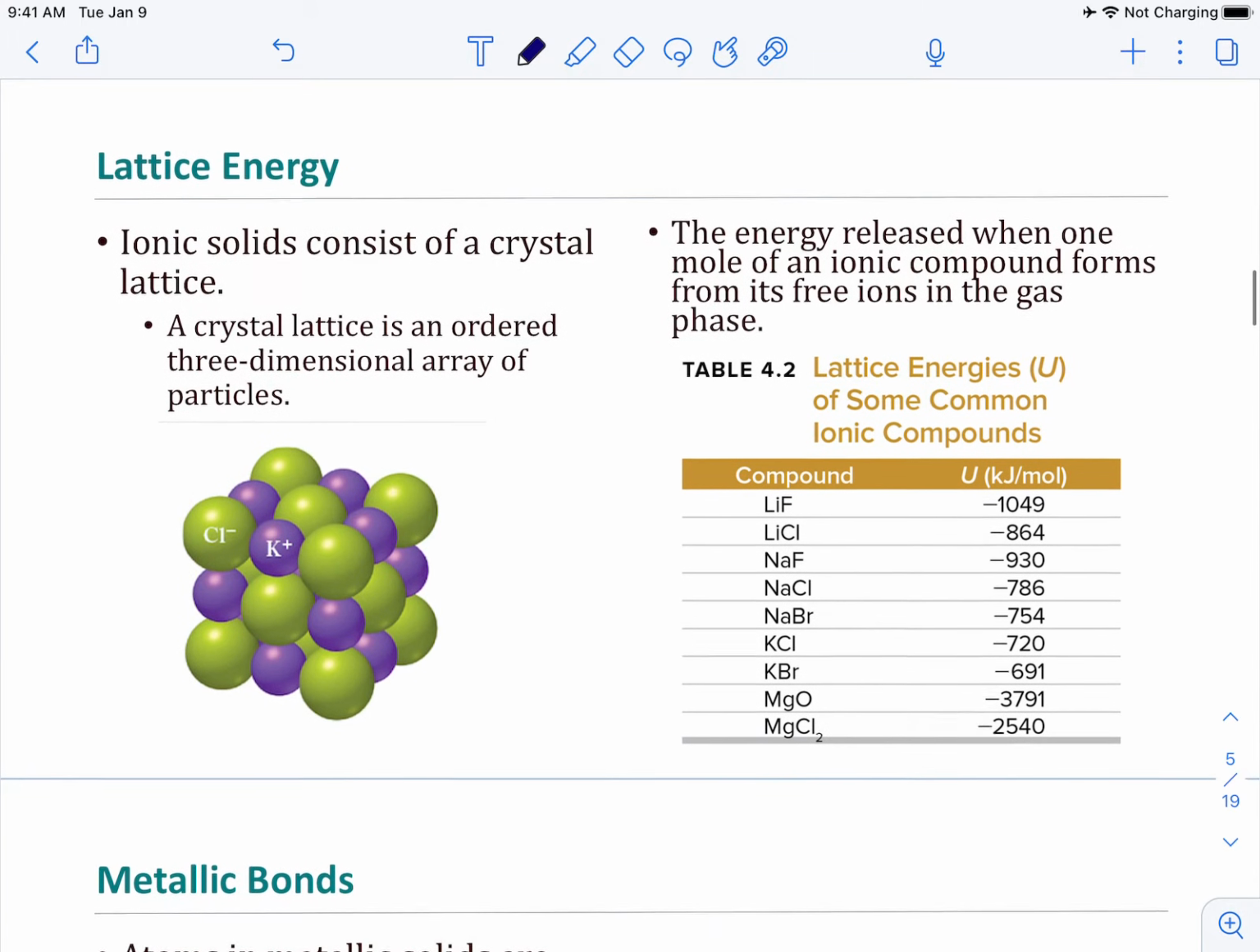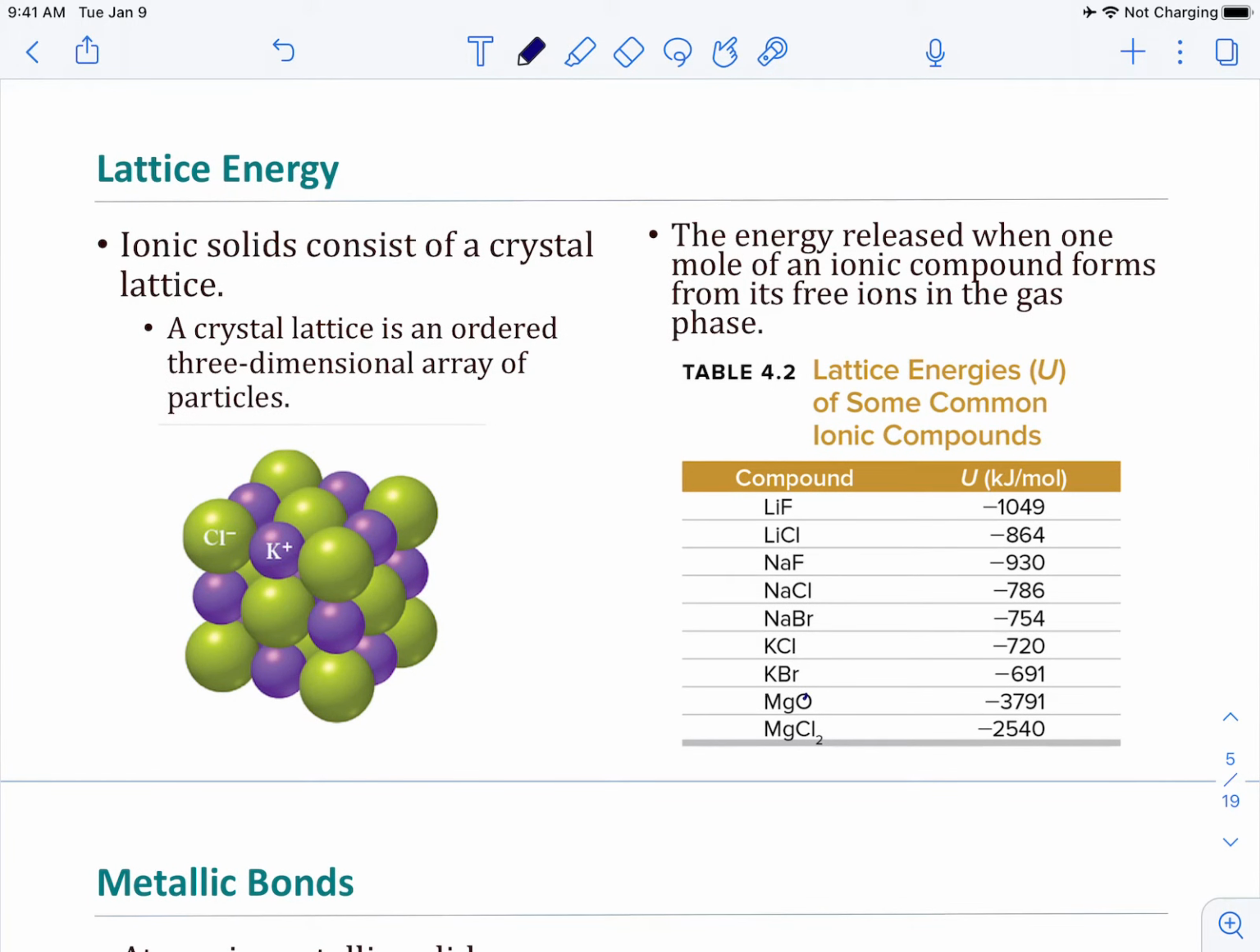So this is that lattice energy. And you can see it here. Look at magnesium oxide, with a +2 -2, the largest one on the chart, right? And then look at size. Chlorine is larger than fluorine. And they're both bound to lithium, and it's weaker. So this is the energy, if you will, that I would have to put in to break apart that crystal.